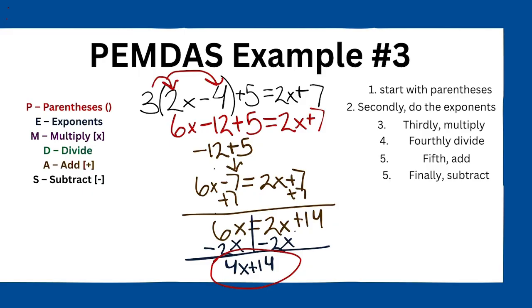So this is the answer for the simplified version of 3 parentheses 2x minus 4 plus 5 equals 2x plus 7. So when I simplify that and use PEMDAS to get my answer, I get 4x plus 14.